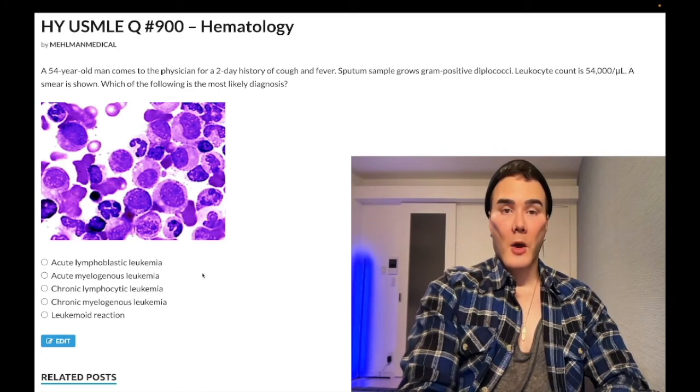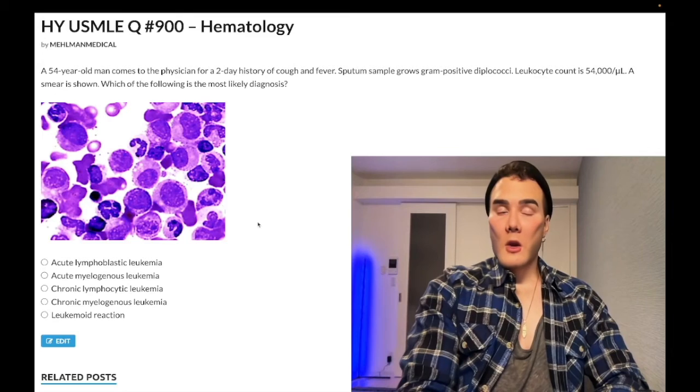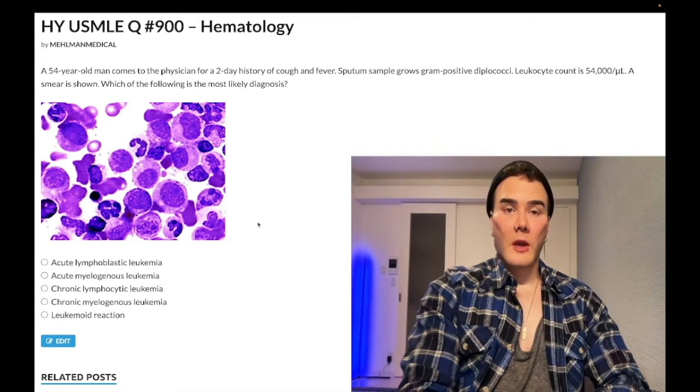Choice B, AML, wrong answer. So you would see Auer rods. Now, even if you think the smear is difficult and you don't know what you're looking at here, I can tell you the Auer rods aren't there, all right? You don't have to worry about M2 versus M3 with the Auer rods.